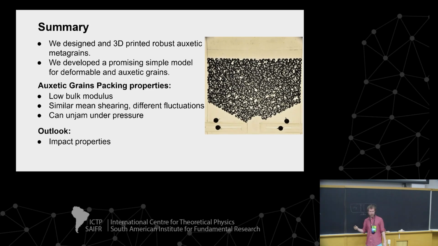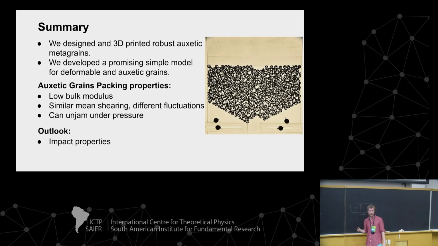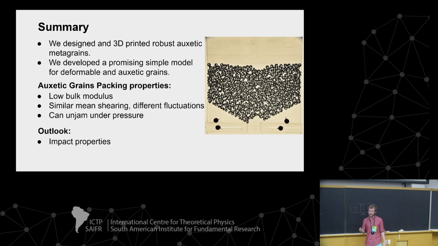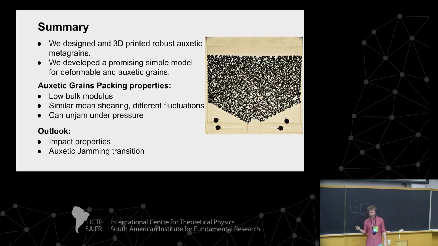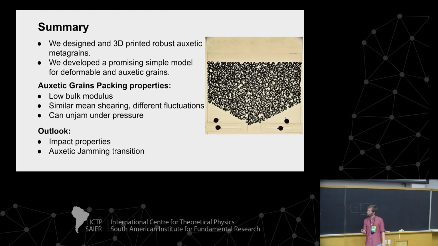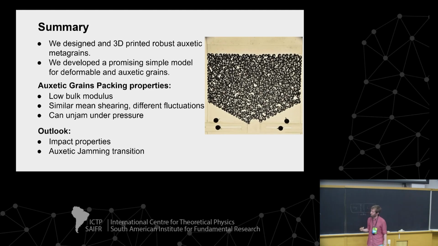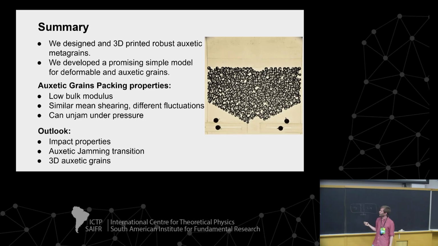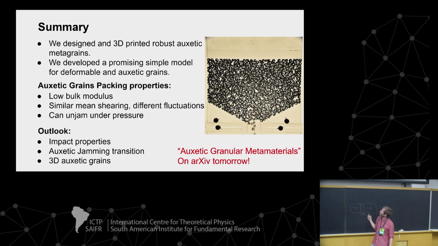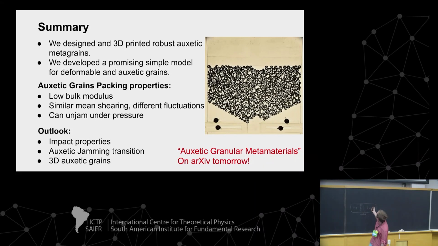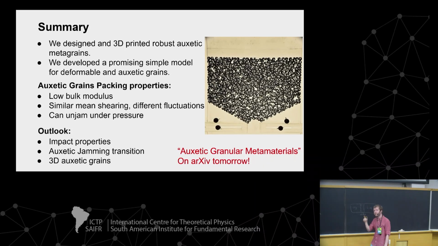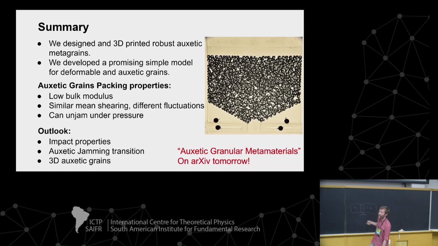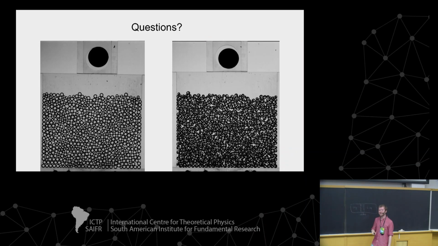In terms of the outlook, we want to see what will happen in terms of impact properties, if they have interesting dissipation properties, for example. It will be really interesting looking into the jamming transition in auxetics. Who knows what will happen there? And of course, we're looking into 3D auxetic grains. And if you are an avid reader of arXiv, tomorrow it comes out. Search for that title if you want to read it. Questions? Thank you.